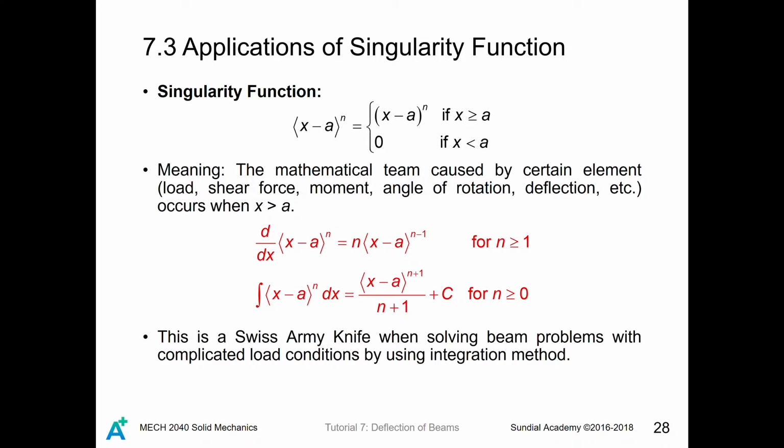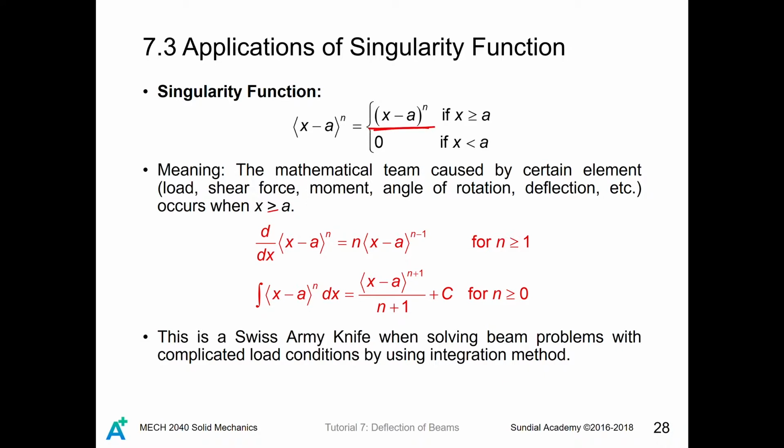The meaning of the singularity function is that the mathematical term caused by a certain element occurs when x is greater than or equal to a. But if x is equal to a, then it is just 0, so there is no very large difference. One important property of the singularity function is that when you differentiate or integrate it with respect to x, its behavior is almost the same as that of the round bracket x minus a to the power n.